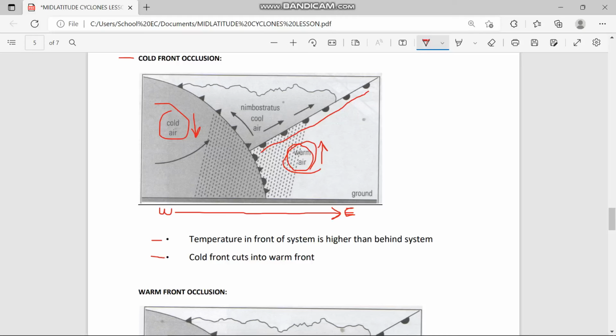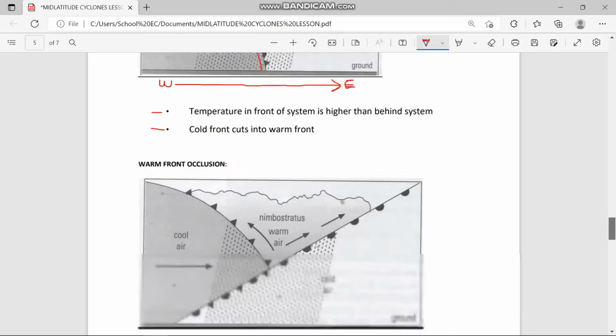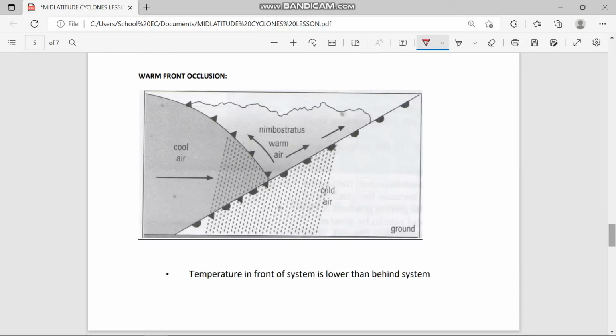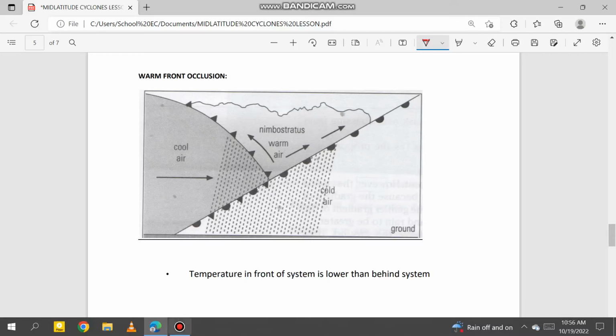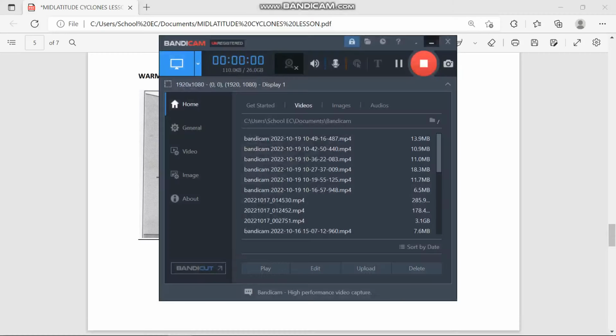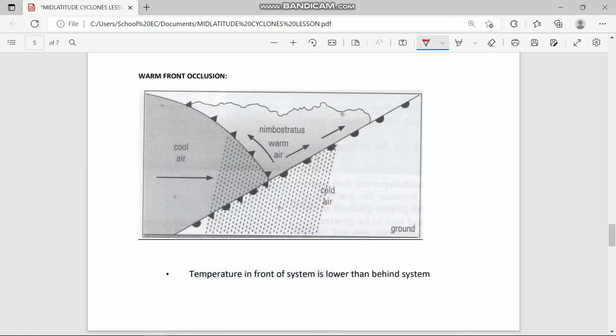So the cold front cuts into the warm front, as I showed you in the diagram. As you can see here, this cold front cuts into the warm front, increasing its length and becoming dominant. So let's move to warm front occlusion.